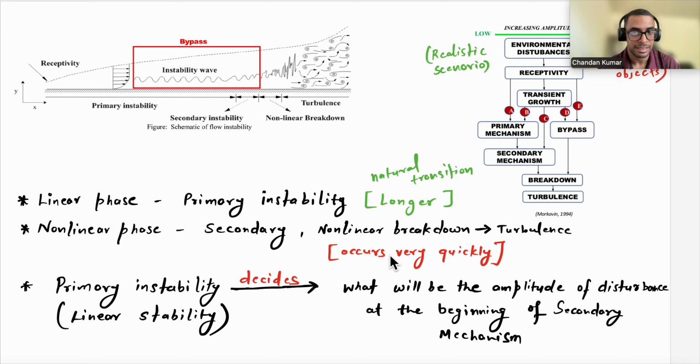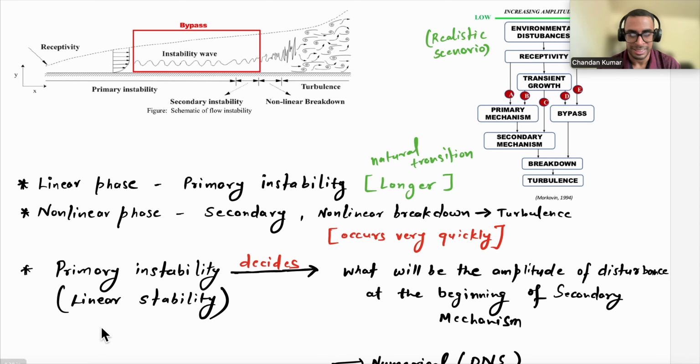It is complex because there are many loose ends you will have to figure out, such as if the waves are interacting, what is going to be the phase angle and their amplitude. So it becomes crucial to understand the primary instability, which is much longer and plays a significant role in deciding the final amplitude for the wave. So primary instability is a linear stability, and it decides what will be the amplitude of disturbance at the beginning of the secondary mechanism.